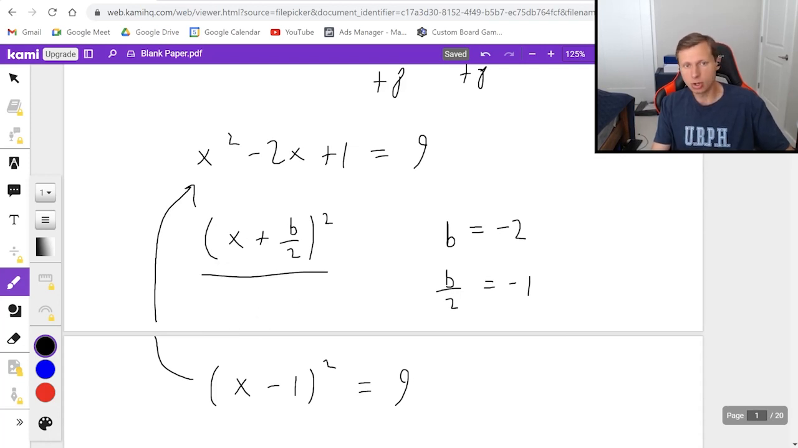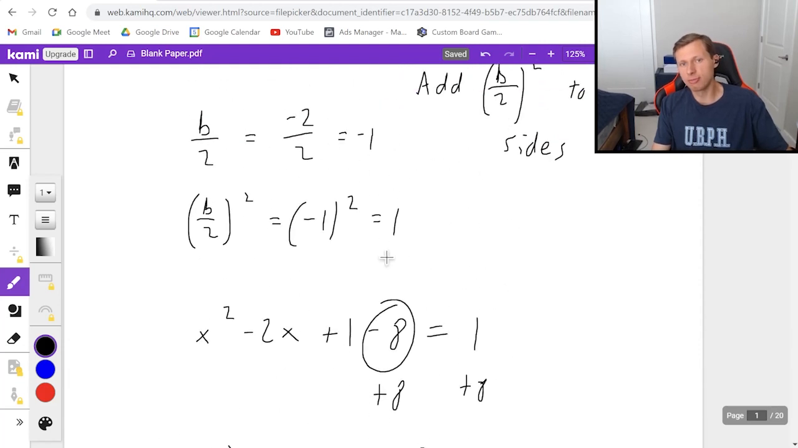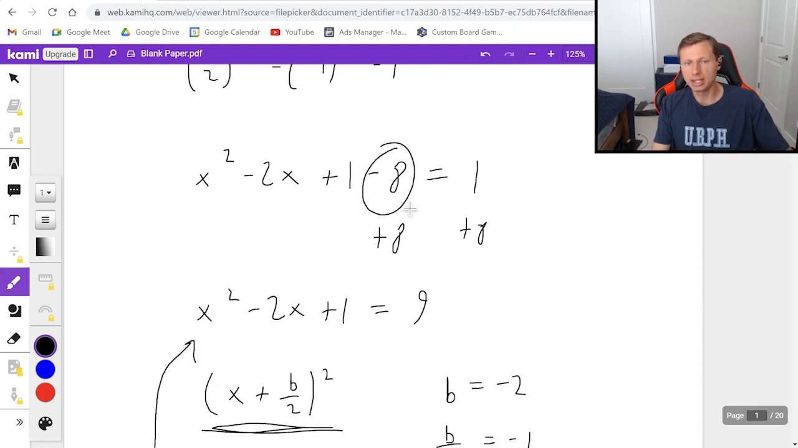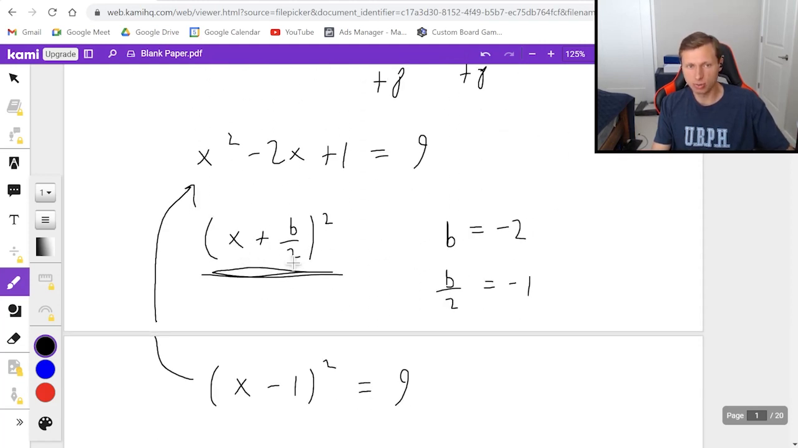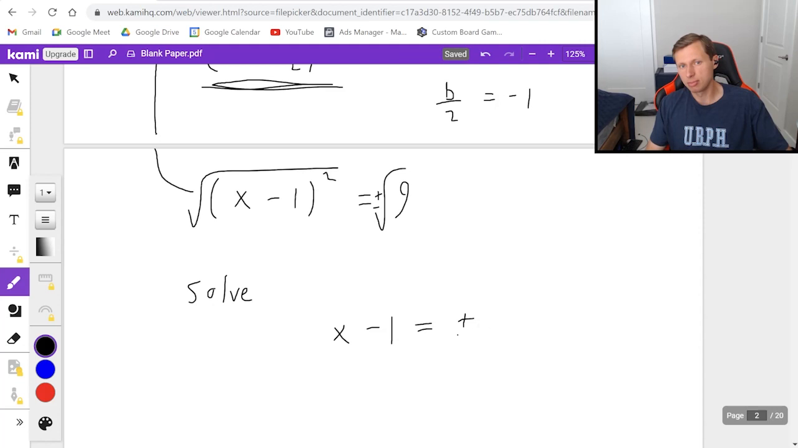So in other words, this is always going to be the factor, and really the first step, that's the second step right there. The first step is add b over 2 squared to both sides. So step 1, that. Step 2, factor using this right here. Step 3, solve. How do you solve? Well, first you got to take the square root of both sides, right? And when you take the square root, don't forget it's plus or minus. So in other words, we have x minus 1, because the square root and the squared cancel. You've got x minus 1 equals plus or minus 3, which is the square root of 9.